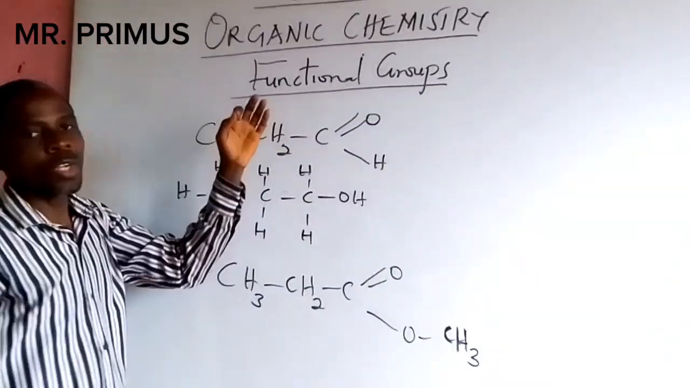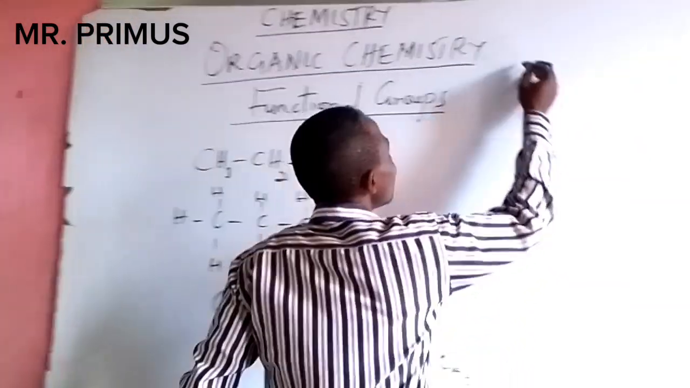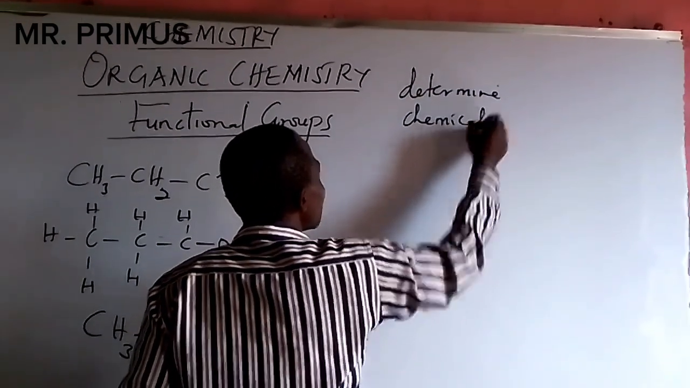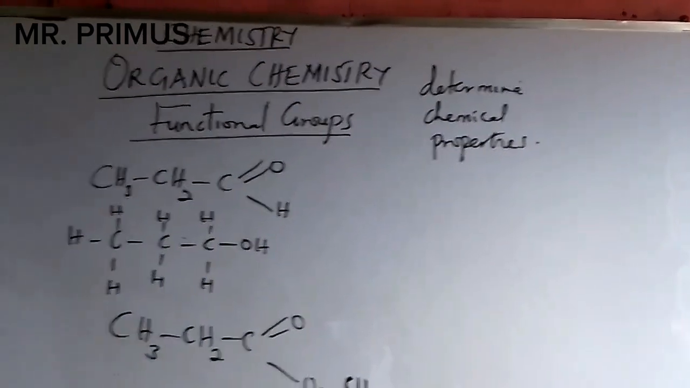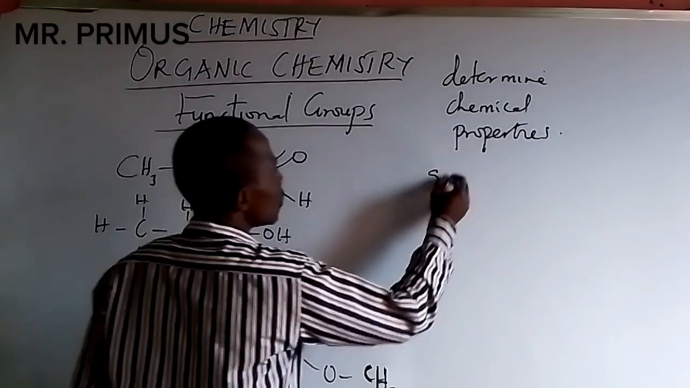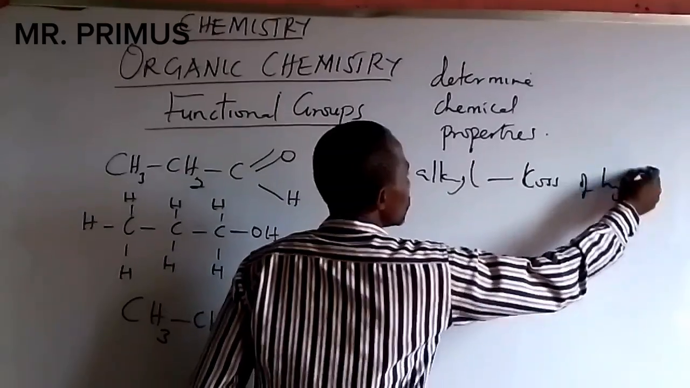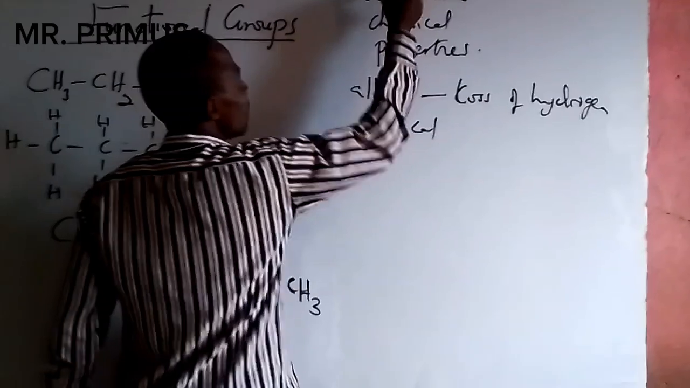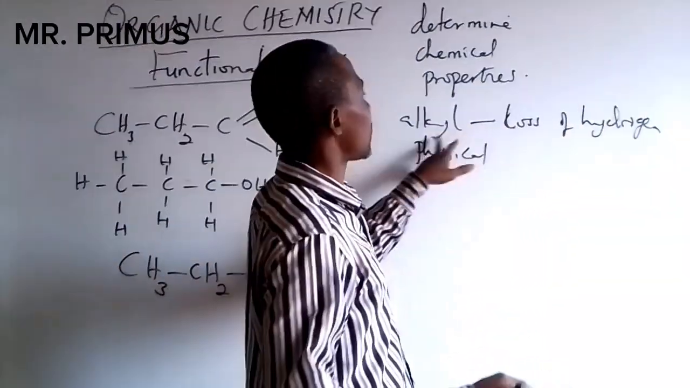Functional groups. Now, in organic chemistry, every time you hear functional group, it determines what? They determine the chemical properties of the organic compound. If you have alkyl groups, these alkyl groups have loss of hydrogen. They are mainly key for physical properties, while functional groups determine chemical properties. So alkyl groups are those that occur as a result of what?